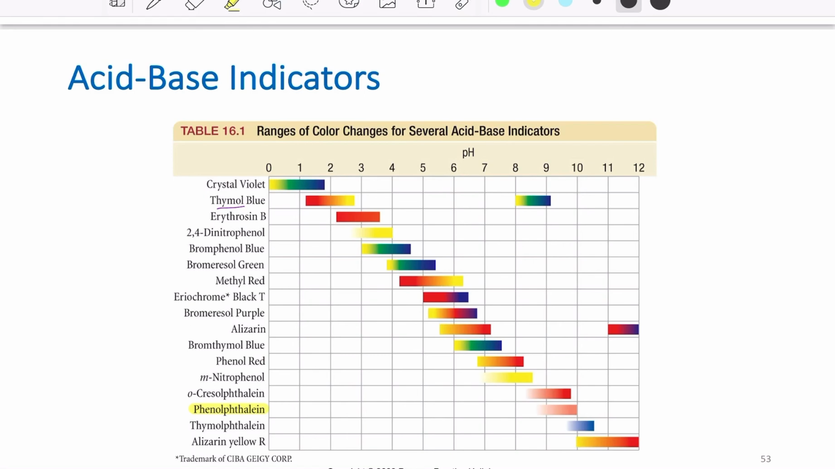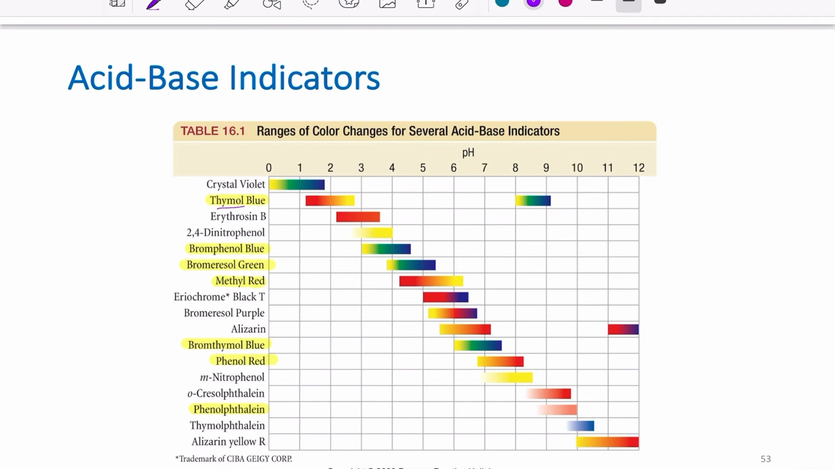Other ones in here that are really common, crystal violet, thymol blue is pretty common. You'll see other ones depending on which experiments you're doing. Bromothymol blue, bromocresol green, methyl red, phenol red. You may use other ones in lab. But you should be able to pick on this chart, depending on where the pH of your equivalence point is, you want to find one that's going to change color at that point.